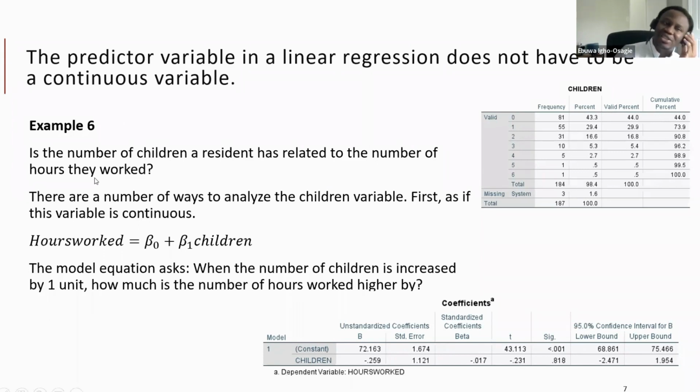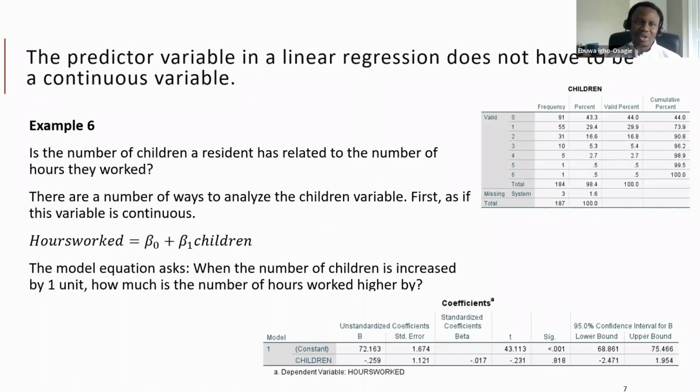Now, let's look at another example where it is categorical, but it is not binary. So look at this example here. We're looking at the number of children.